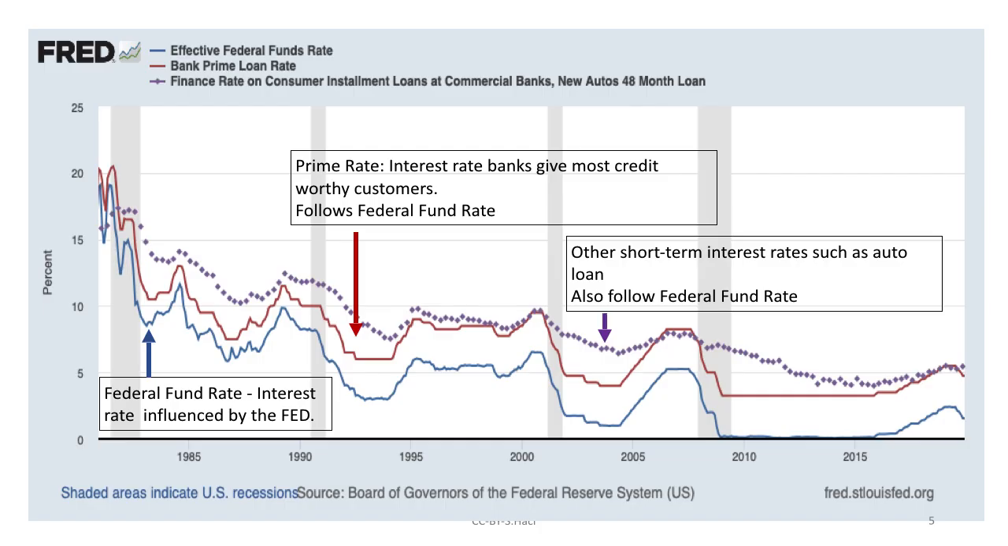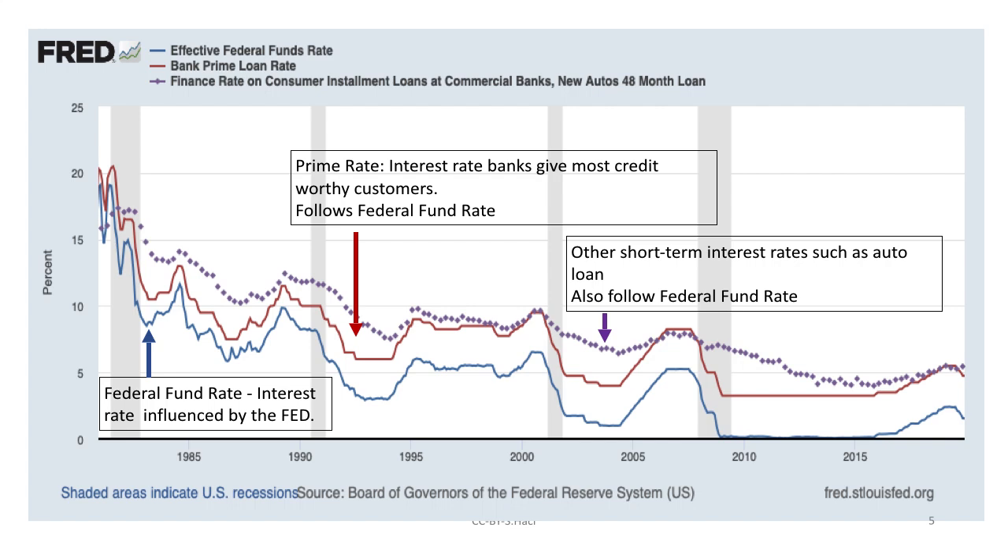Here's a graph that shows various interest rates over time. It's from the 1980s all the way to 2019. And in blue, you have the federal funds rate. That is the interest rate that banks charge each other. That's the one that the Fed can influence. In red, you have the prime rate, which is the interest rate that banks will charge their best customers. And then in purple, you have other short-term interest rates, such as auto loans.